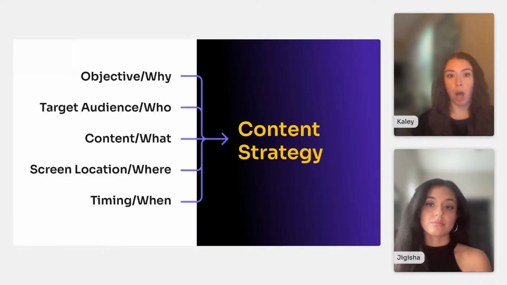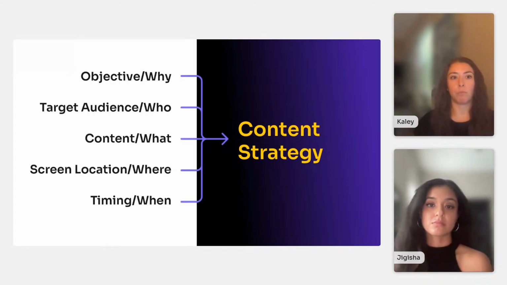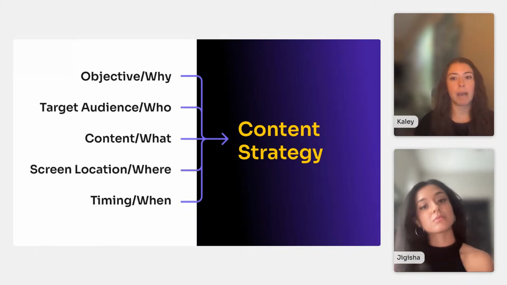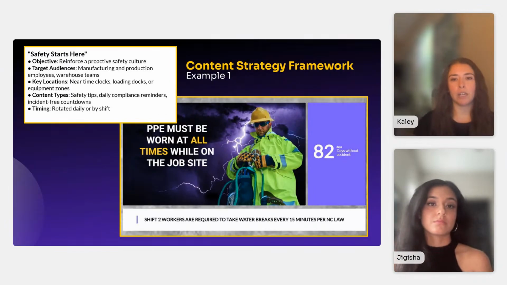So now we've gone through all 5 W's, and we want to see how this all comes together. We've considered our objective or our why, our target audiences or our who, our content or our what, our screen's physical locations or our where, and the timing and scheduling of content or our when. If we combine these items together, we have a framework for our content strategy. And using this content strategy framework, you can develop campaigns that go after your objectives.